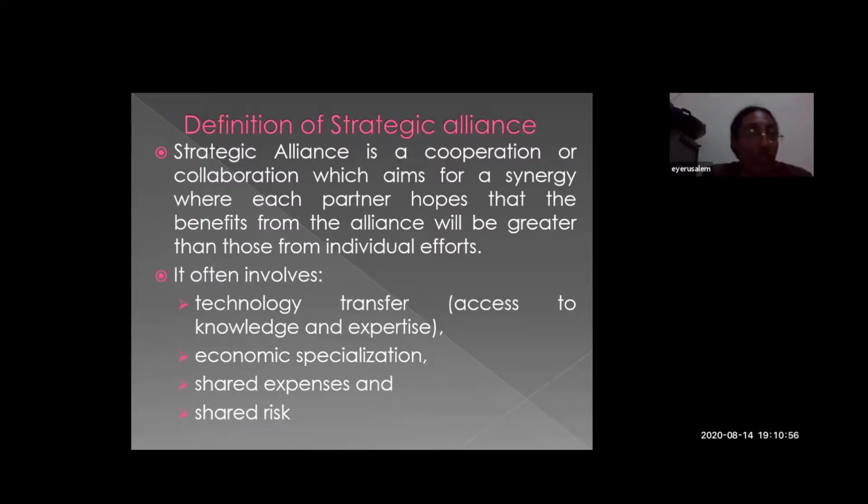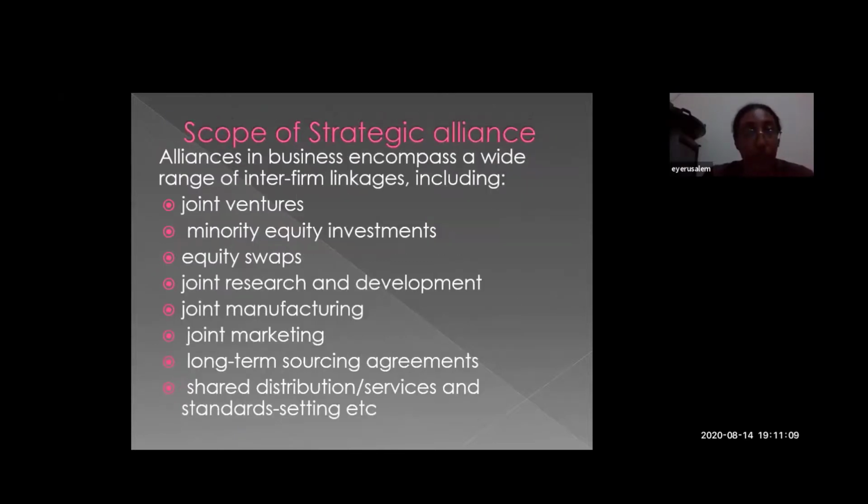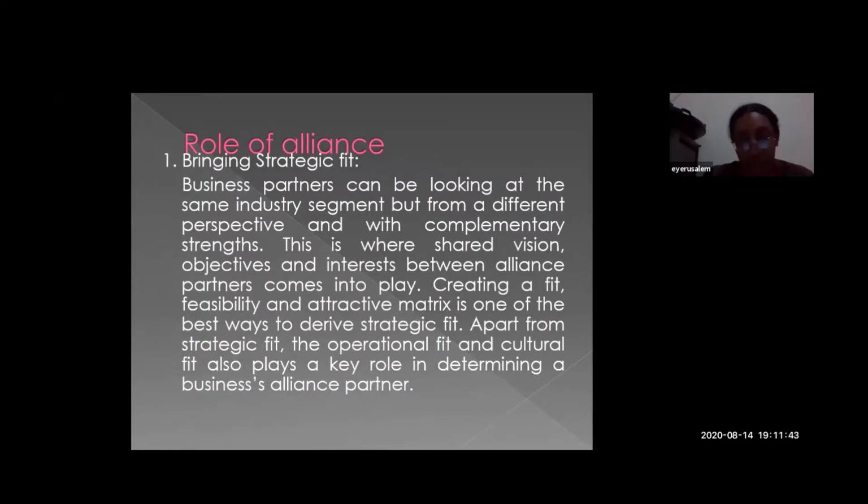And strategic alliance involves technological transfer, access to knowledge and expertise, economic specialization, shared expense, and shared risk. When we see the scope of strategic alliance, it has a wide range of inter-firm linkage, which includes joint venture, minority equity investments, equity swaps, joint research and development, joint manufacturing, marketing, long-term sourcing agreements, shared distribution, and standard setting. These are the scopes in the strategic alliance.